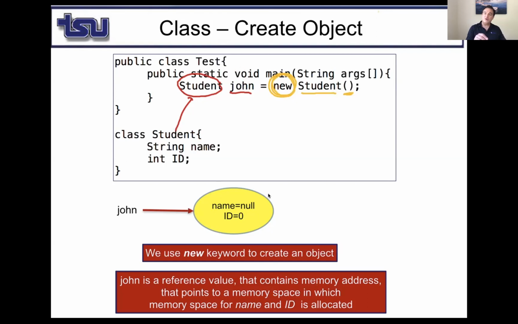John is a reference value. Why? Because student with capital S, that's a class. However, ID is a primitive value, okay? And John contains the memory address that points to a memory space in which I have space allocated for name and ID. Think simple. John is a reference that has memory address. It points somewhere in the memory in which I allocated memory space for my data members. In this case, they happen to be name and ID.